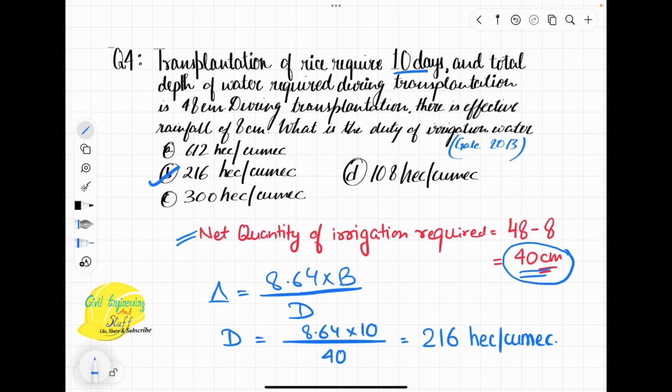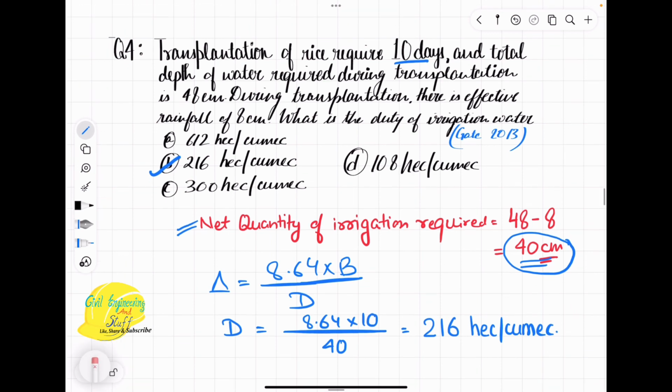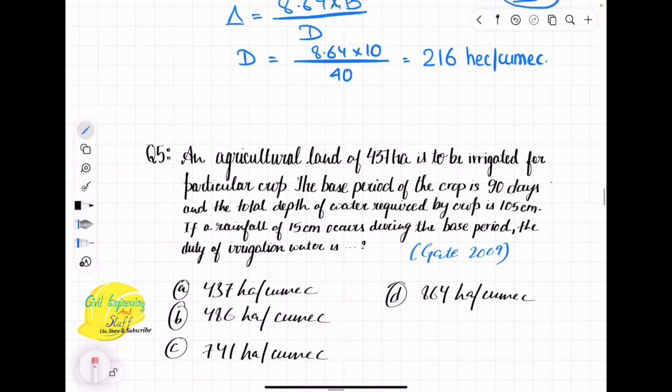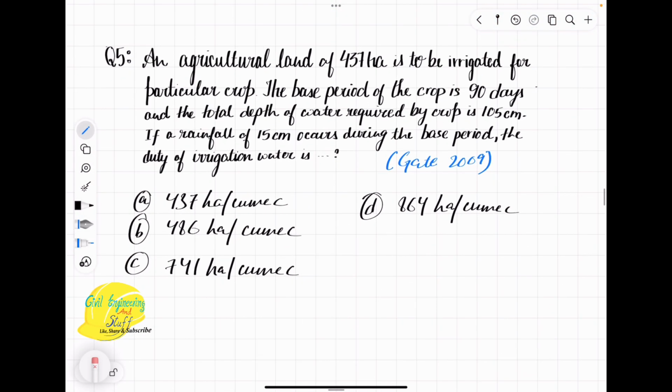Alright, that will be option number B. I hope the concept of the question and the question itself is clear now. Again, if you are having any doubt, you can always ask in the comment section. If any calculation mistake is there, point it out in the comment section. Moving on to the next question.